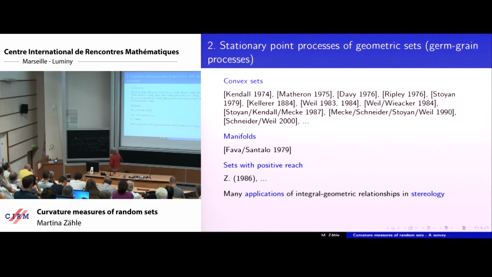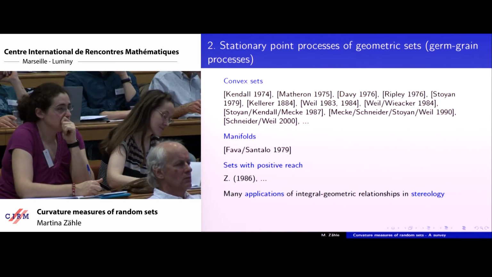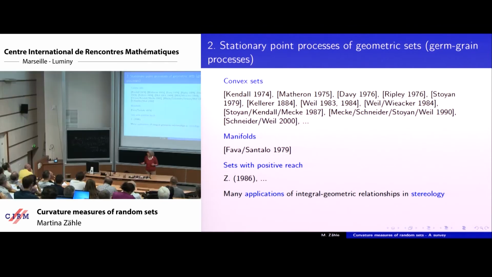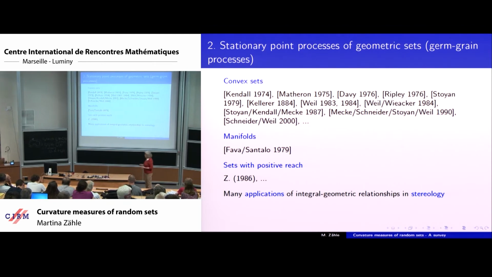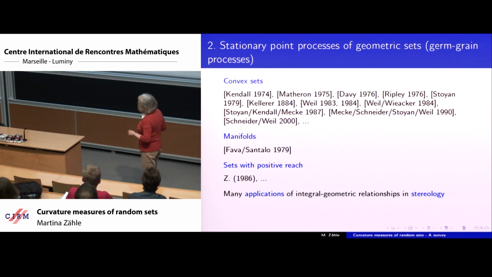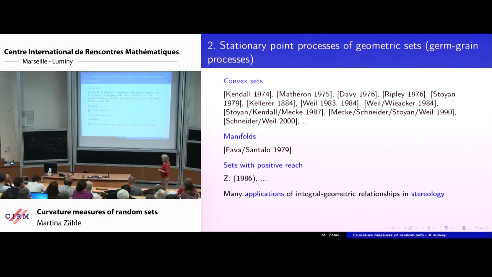Okay, then now we come to the stationary point processes of geometric sets, in the sense of this type of sets I mentioned. And this has been studied for many years, and even we have here many talks on such subjects, and people are interested in different geometric properties. And I mention here some earlier papers or the books of some participants of this conference where these things are presented. This was in the context of convex geometry.